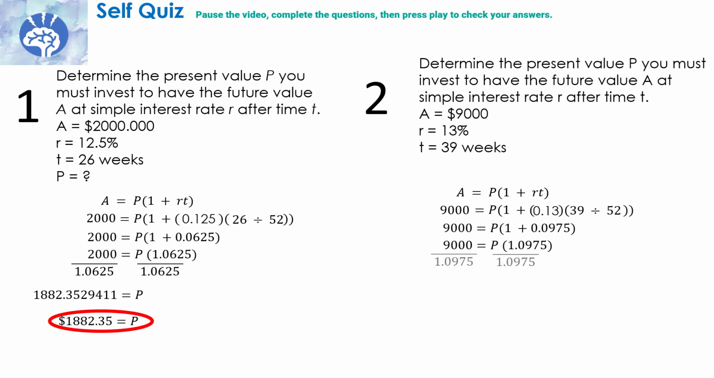Let's divide that on both sides of the equal sign, and we get P equals 8,200.45558, and so on. But again, we want money, so we're going to round to the nearest penny. That gives us $8,200.46. Awesome.